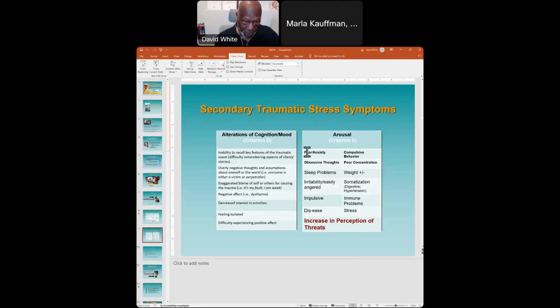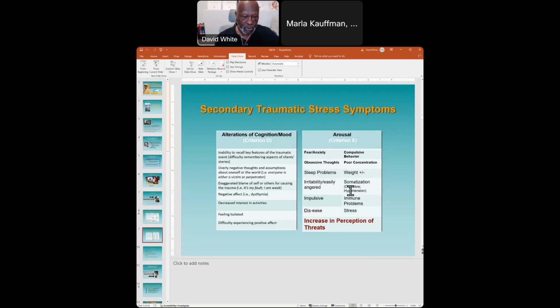So you start to have fear and anxiety. You start to exhibit compulsive behavior, obsessive thoughts, poor concentration, problems with your sleep. Your weight is starting to fluctuate. You're easily irritated or angered. You're starting to show symptoms in your body. So you start to get digestive issues.